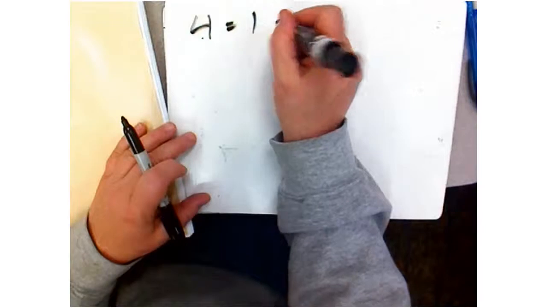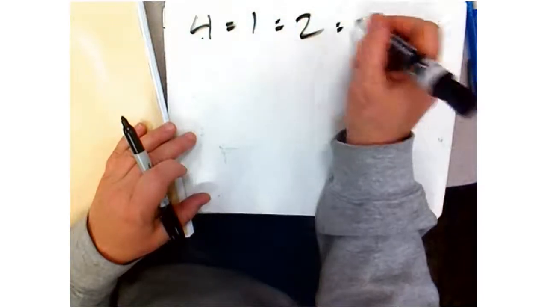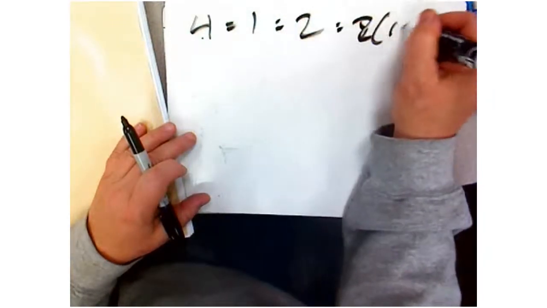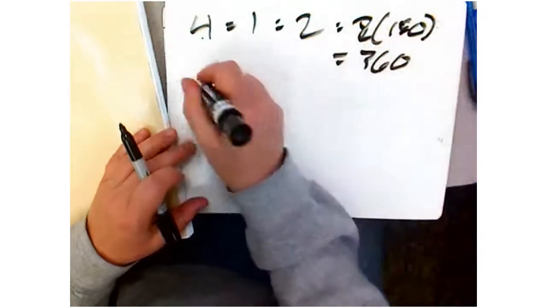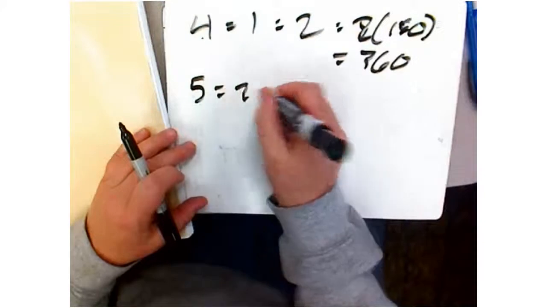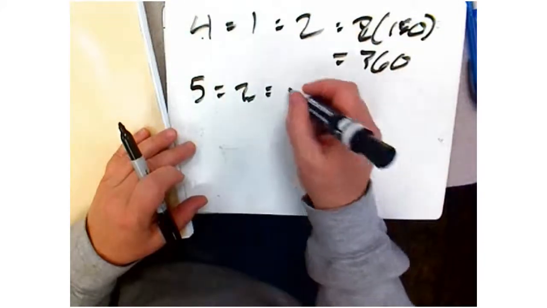In a quadrilateral, we have 4 sides and 1 diagonal, which creates 2 triangles, which means we have 2 times 180, which is 360, isn't it? In a pentagon, a 5-sided figure, we have 2 diagonals, which creates how many triangles?